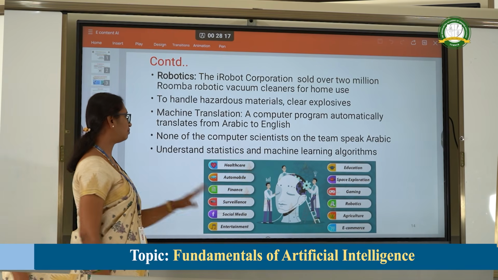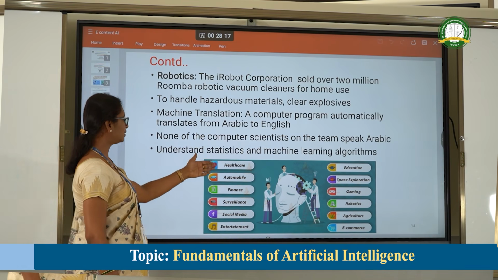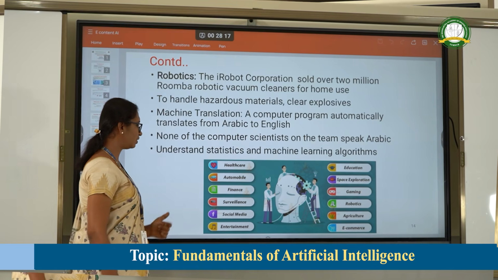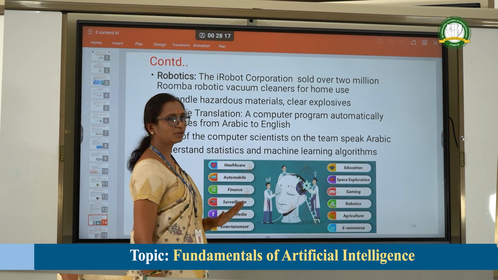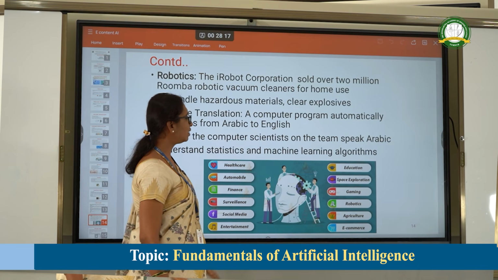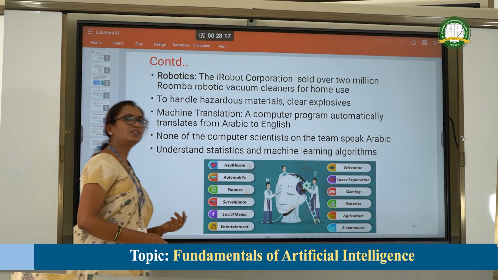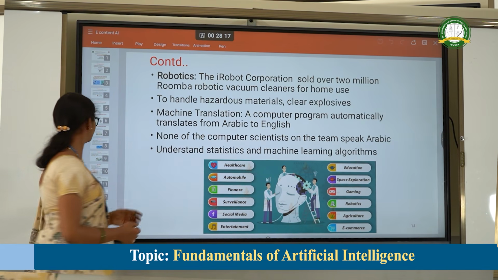There are multiple areas: healthcare, automobile, finance, surveillance, social media, entertainment, education, space exploration, and even gaming, robotics, agriculture, and e-commerce.